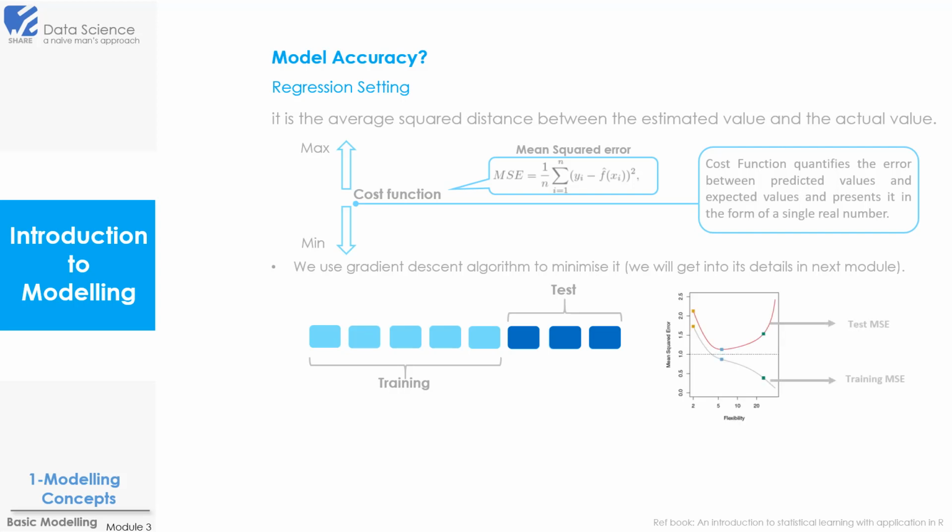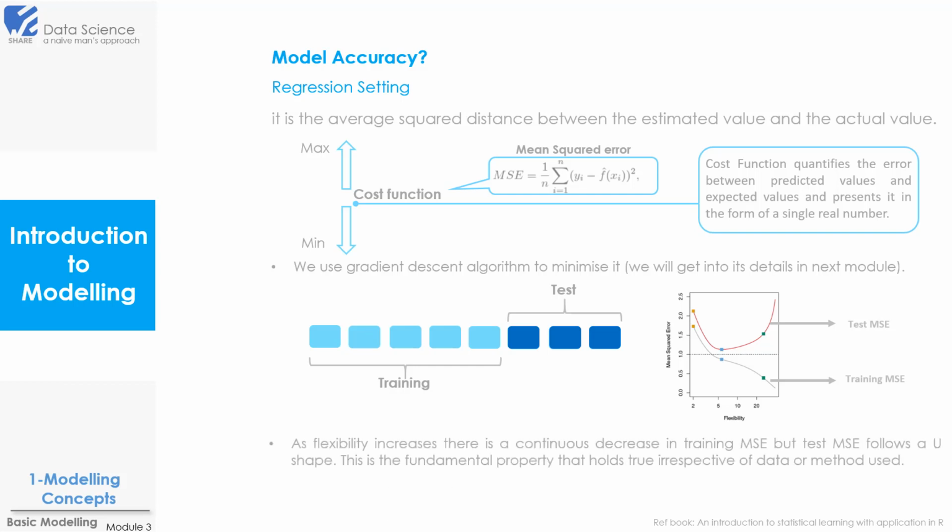Now this graph shows the behavior of test and training MSE against flexibility. As flexibility increases, there is a continuous decrease in training MSE. But the test MSE follows a U-shape. You can see this in the graph. This is a fundamental property that holds true irrespective of the data or method that we use. Now don't ask why or try to go into the details. We just have to know this property and keep it at the back of our mind.